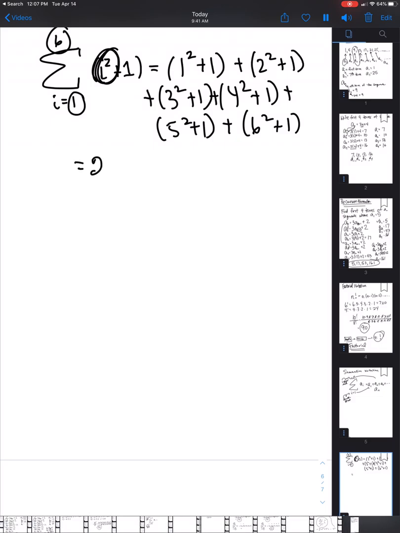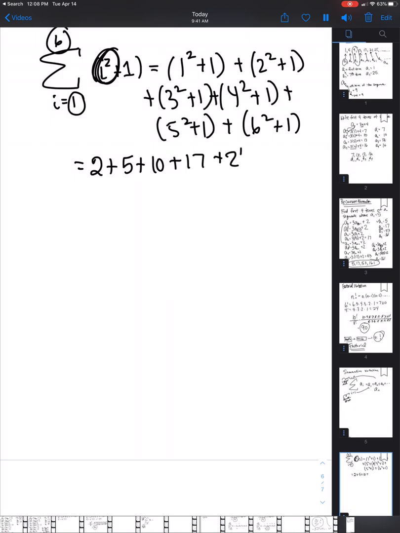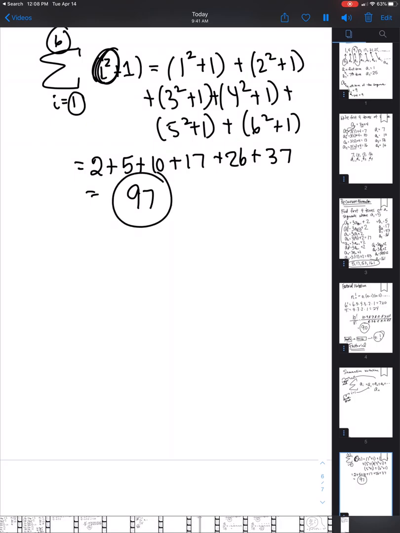So that gives me 1 squared plus 1 is 2. And I got 5, I got 10, I got 17, 26, and then 37. Okay, so if I add them all up, I get 97.